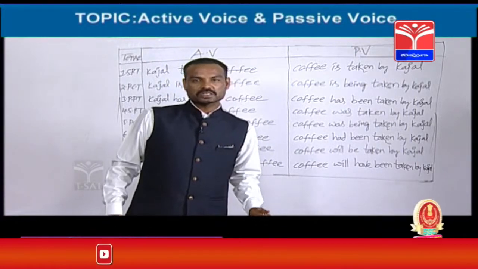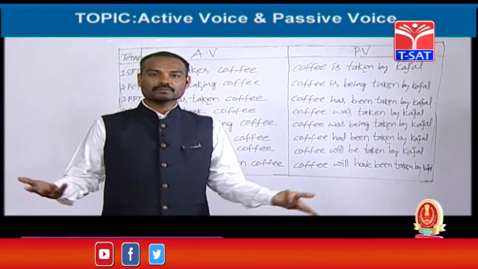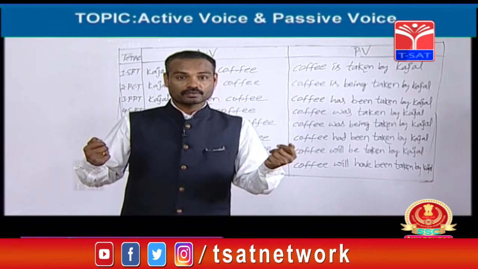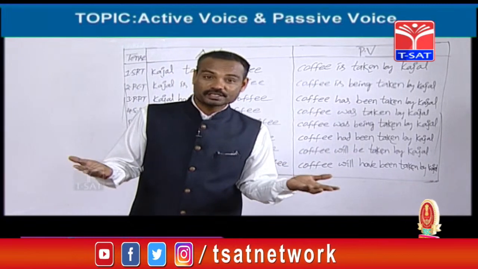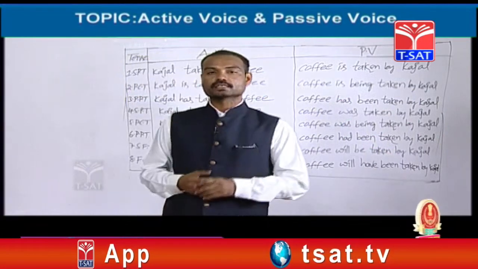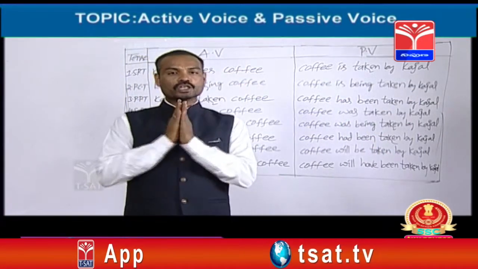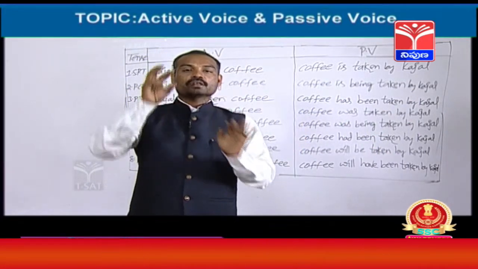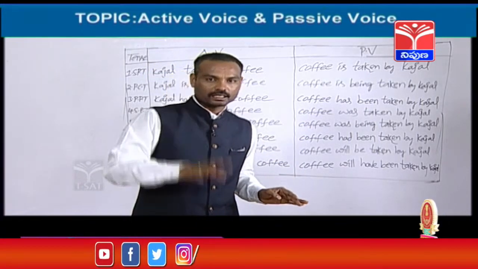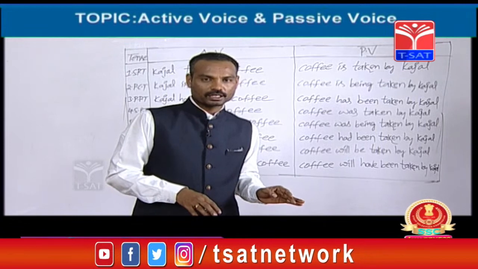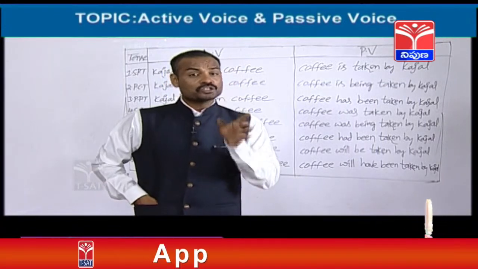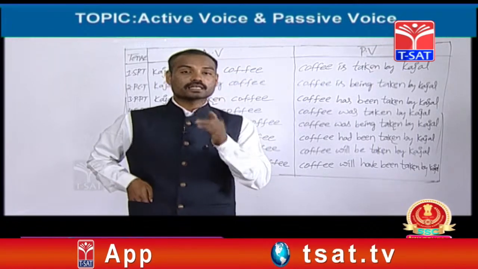Did you understand? No sir, no clarity. You are shouting, but we are not at all satisfied with your explanation. Why don't you explain slowly, sir? Yeah, friends. See, so far you have seen two changes. One change is ing form. When should we write ing form? Whenever ing form is there in the active voice, then we should write being. That is one change. Change number one is being. When should we write being? Whenever the active voice contains ing form.